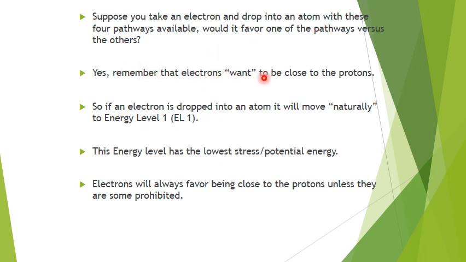Remember that electrons want to be close to protons because negatives want to be close to positives. So if you drop an electron into an atom, it will naturally want to move to energy level 1 because energy level 1 is the closest to the proton, and it gives that electron the lowest potential energy. Electrons will always favor being closer to protons unless there's something that stops them from getting closer.